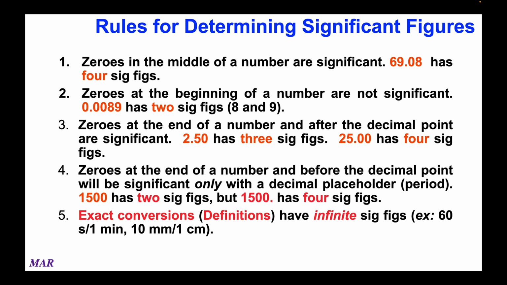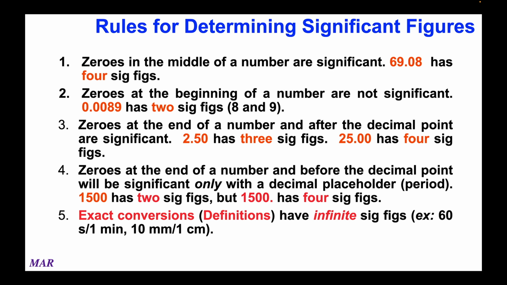Sometimes you have what are called exact conversions or definitions, and those have essentially infinite sig figs, i.e. don't worry about them. For example, 60 seconds will always equal 1 minute. So even though 60 looks like a 1 sig fig number, you don't have to worry about that because 60 seconds is always 1 minute. All the metric conversions are exact conversions, like 10 millimeters will always equal a centimeter, and 1,000 millimeters will always equal a meter, stuff like that. So you don't worry about them.